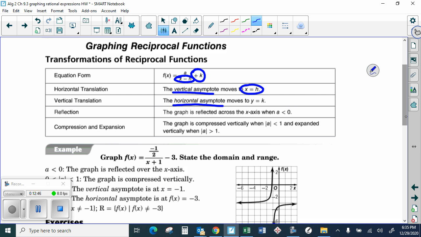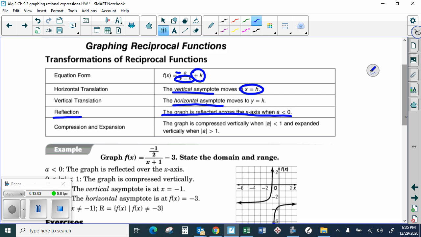Reflection. If there's a reflection, it's when a is negative. That reflects it over the x-axis. It flips it up over the x, or reflects it over the x-axis if a is negative.